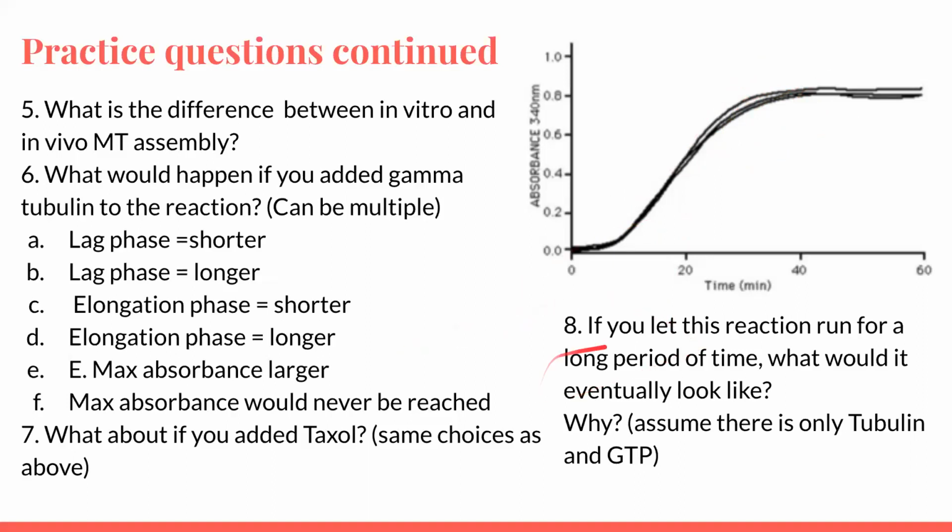Okay. So number 8, if you let this reaction, so no drugs or anything added to it, just a standard reaction with tubulin and GTP, run for a long period of time, what would the graph eventually look like? The graph would decline because it will eventually run out of GTP. Yep, exactly. So it'll look normal, it'll plateau for a while, and then once it runs out of GTP, it'll go back down to 0 absorbance eventually.